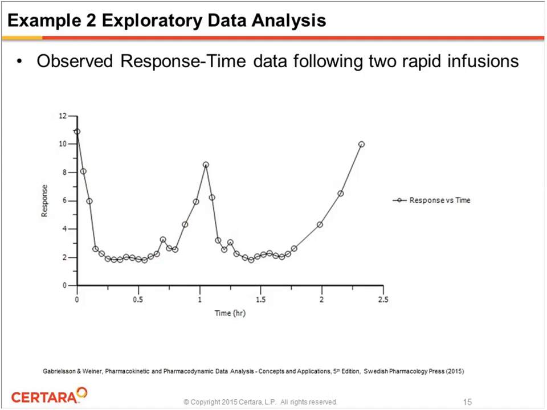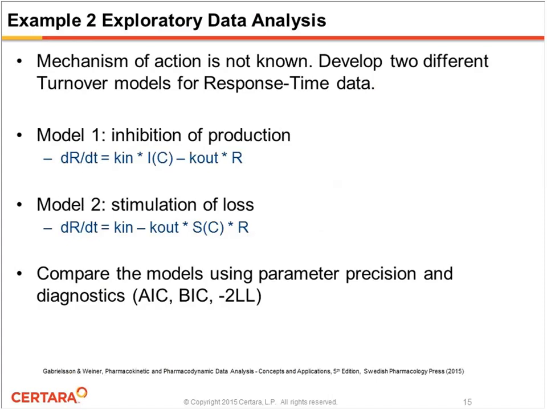So there's a rich data set, and there are two doses, two infusion doses here. What we have at this point is that the response minimizes at 2 for both administered doses following the two rapid infusions. Next slide, please.